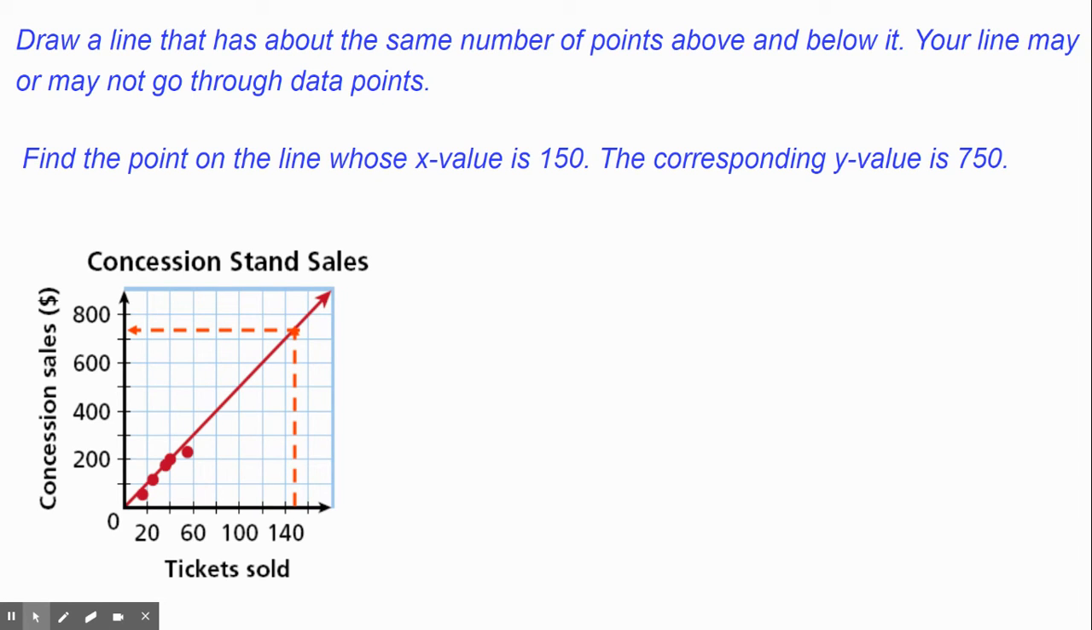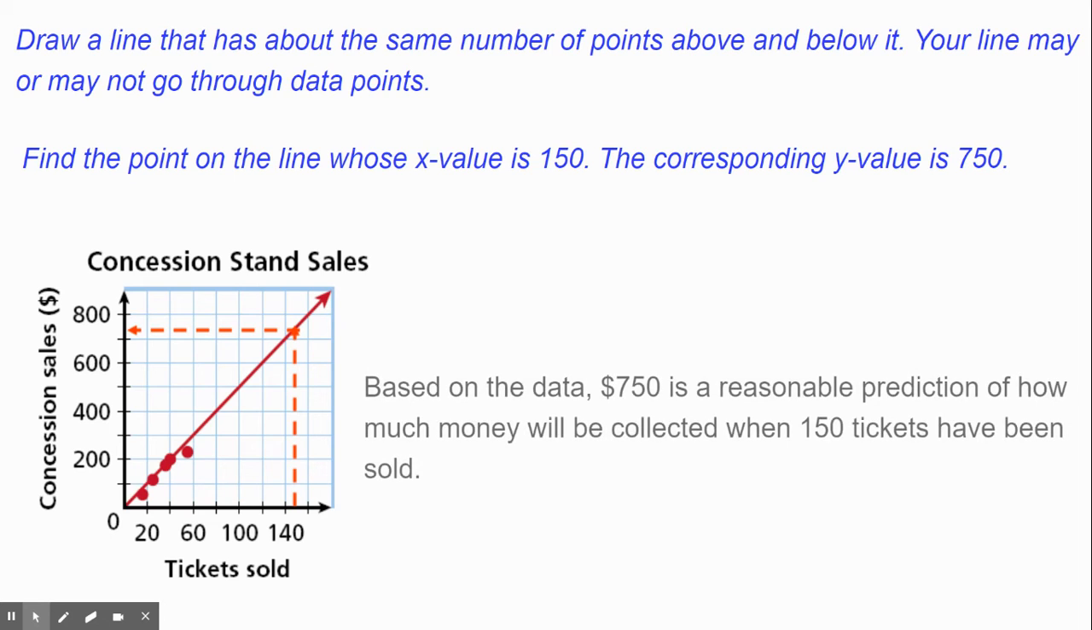And in our example here, we were talking about 150 tickets. So we want to find the point on the line whose x value is 150. I would like you guys to add the dotted lines to your trend line. And we see that the corresponding y value is approximately 750. These are approximations. The x value is counting by 20s, the y value is counting by 100s. We are a little bit between 700 and 800, so we will be making $750. This is a reasonable prediction based on how much money we actually collected for selling 150 tickets.